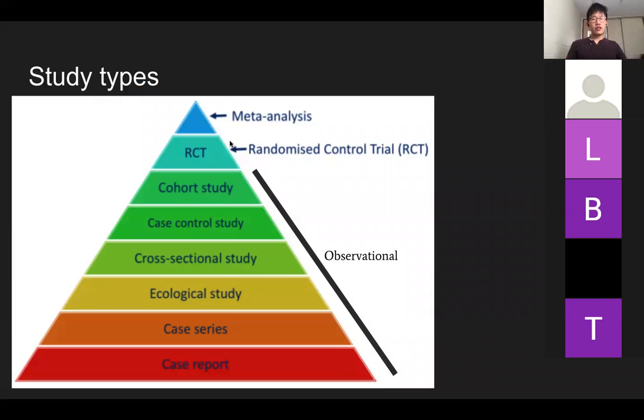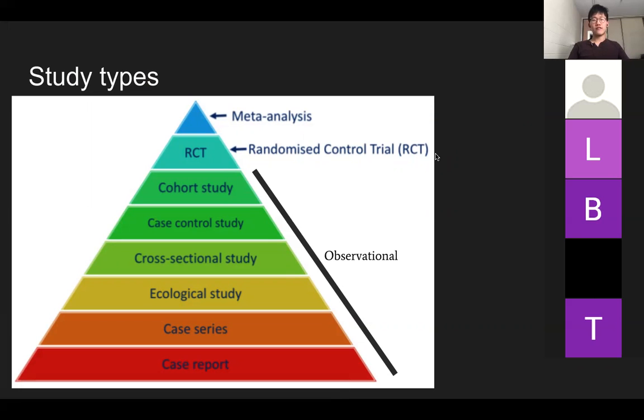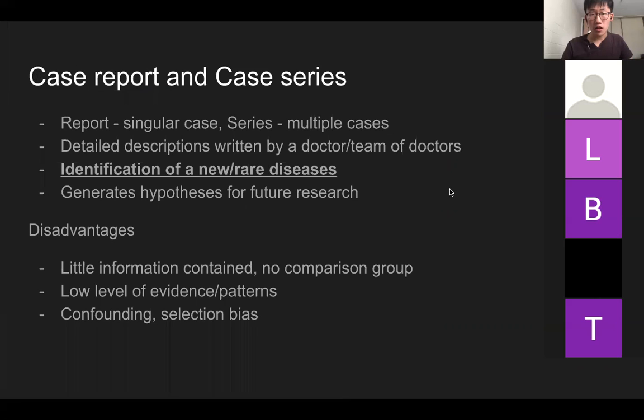Next up, we're going to look at the different study types. Note that these are observational, so everything from cohort studies down, and randomized controlled trials are what we'd consider experimental because we're actually influencing the results. I'll go through them case by case based on the lowest level of evidence.